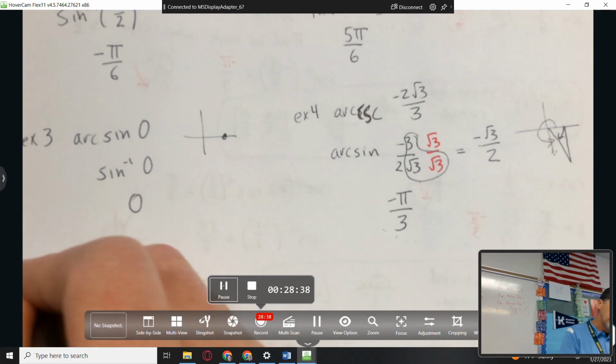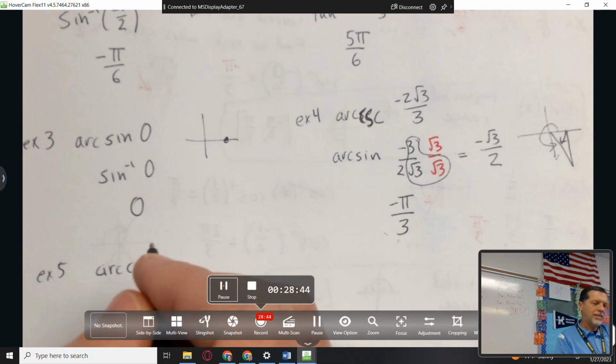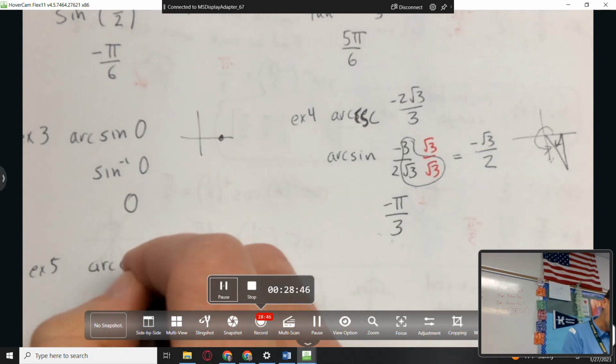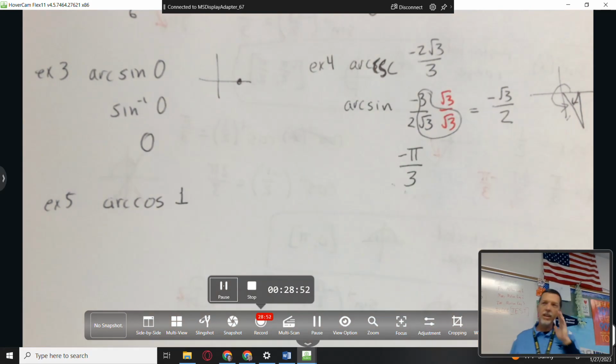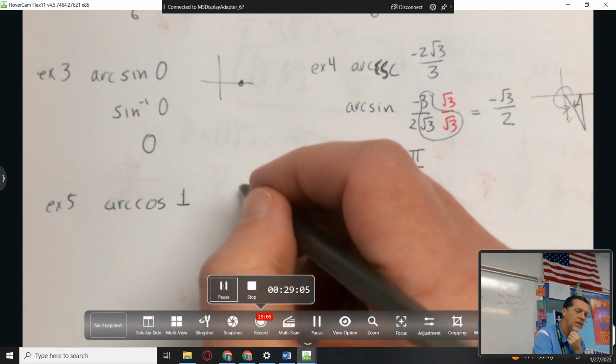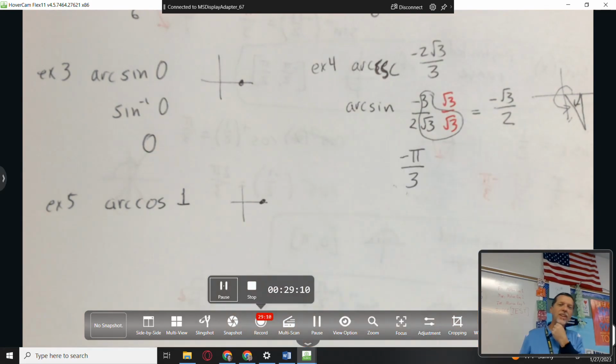Is that it? Last one. We got 6 minutes, we're fine. Arc cosine of 1. Cosine. So that means where is the cosine equal to 1? What angle has a cosine of 1? You confidently said it, and you were confidently in the right place. 0. Not 2 pi, because why would you go all the way around when you don't have to go anywhere?